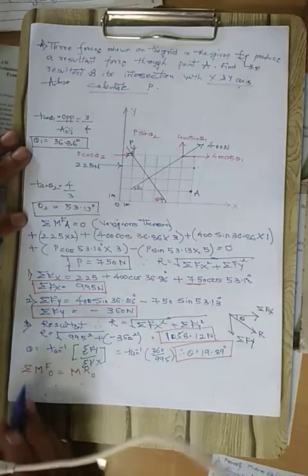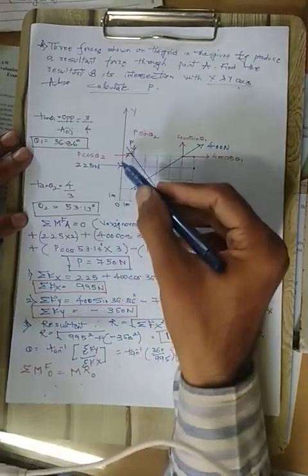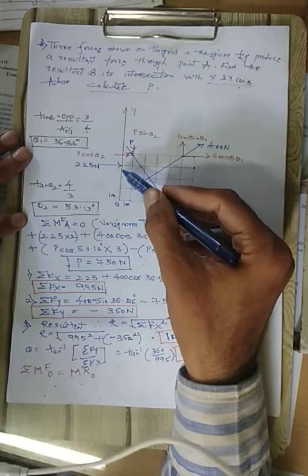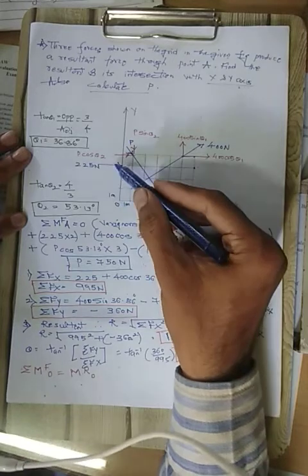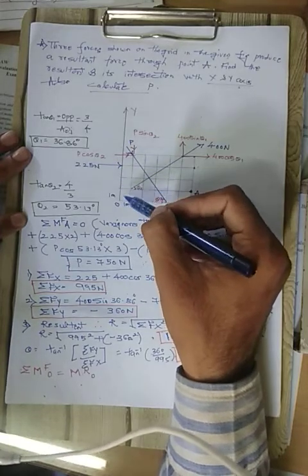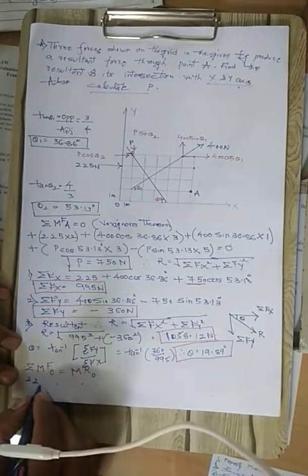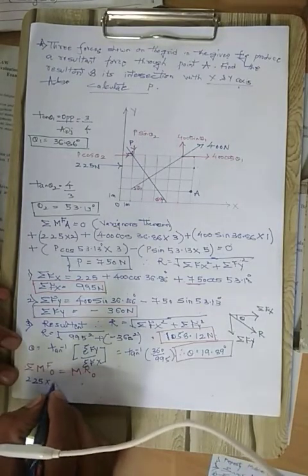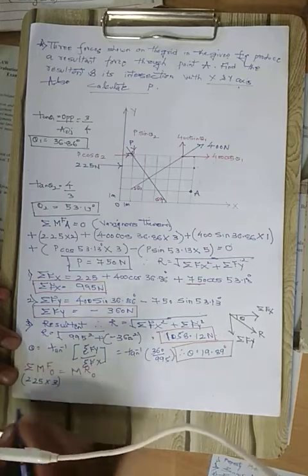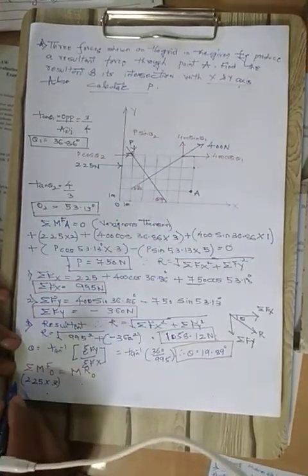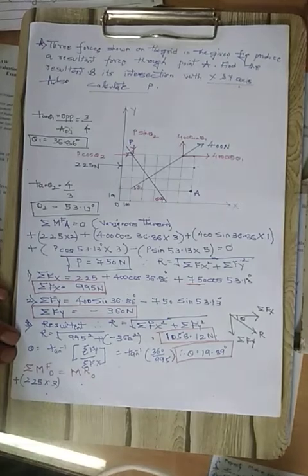The moment of all forces at point O. First of all, the simple force 250, it is along the same line of action. Horizontal force into vertical distance. So 1, 2, 3. So 250 into 3. It is moving clockwise, so it will be taken as positive.